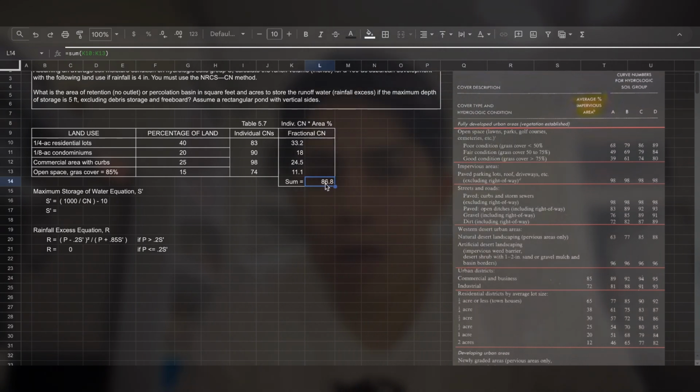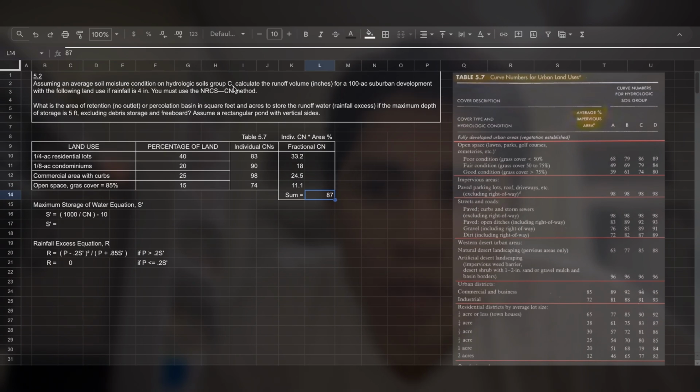86.8, which is about 87. Usually for this, we don't want to use decimals because all of this is an approximation. This is not scientifically proven in a way. It's mostly empirical. So we can just replace this value with 87. So now we have the curve number that represents our watershed that has all these different land uses and a given soil group type C.